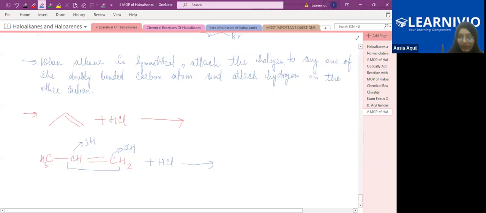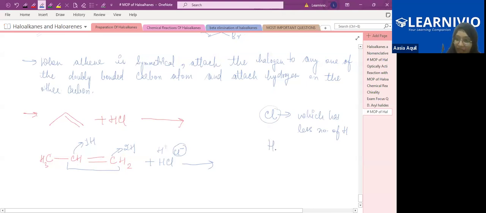So see, this is the hydrogen and this is the chlorine. Okay, so this HCl will dissociate to form H plus and Cl minus, right? This chlorine has a negative charge over it because it's more electronegative between the hydrogen and chlorine, right? So the negative part will attach on that carbon. The negative part, meaning chlorine, will attach on that carbon which has a lesser number of hydrogen. You have to attach the chlorine on that carbon which has less number of hydrogen.